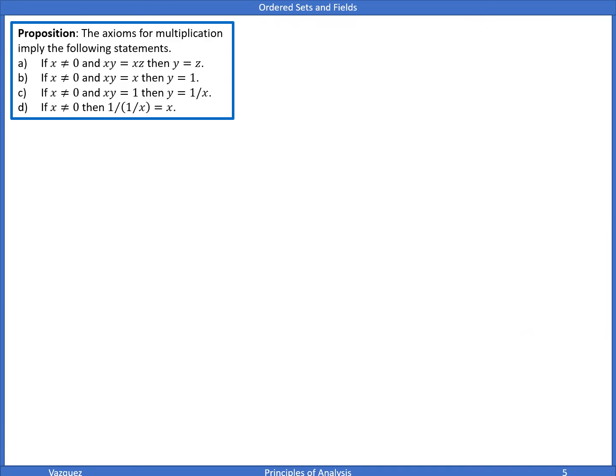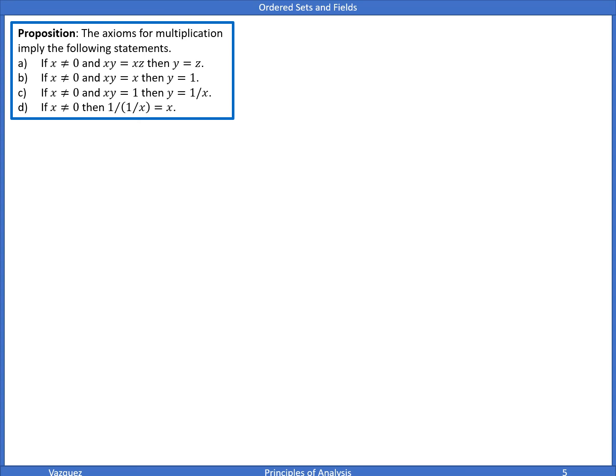Right now, we mentioned the other propositions, and to prove these, we use the axioms of multiplication. So the axioms of multiplication imply the following. First, that if x is not equal to 0 and x times y is equal to x times z, then y is equal to z. So similar to the other propositions, but now with multiplication. We have B that says if x times y is equal to x, then y must equal 1.